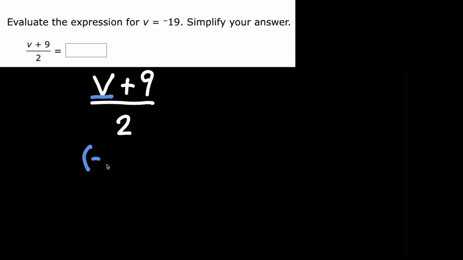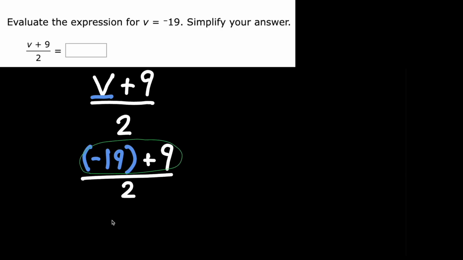Next, we have to substitute negative 19 for v. And once we plug that in, we have to focus on the numerator first. So we have negative 19 plus 9 is negative 10. And negative 10 over 2 is the same as negative 10 divided by 2, which gives us negative 5.